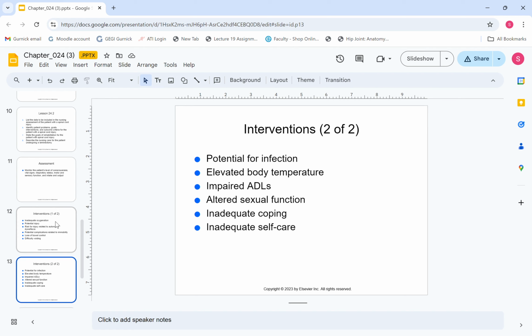Inadequate coping. Of course, if you found out you're going to be in a wheelchair for the rest of your life, or hooked up to a ventilator for the rest of your life, you might not cope very well. And inadequate self-care. You may have to learn how to catheterize your own bladder, stimulate your own bowel movements, take medicines for your muscle spasms. And especially if you have inadequate coping, you might not be able to psychologically deal with all that care you might have to give yourself. So inadequate self-care.